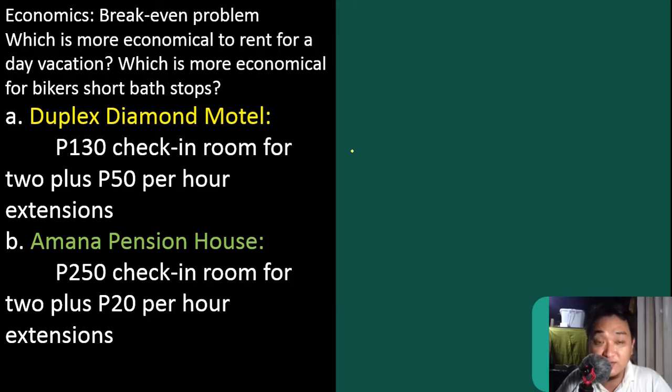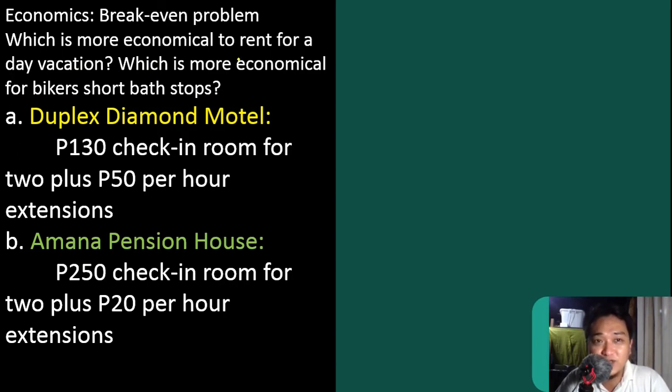Okay, so let us have one last example. And for this example, we will be dealing with the so-called break-even problem. Ano ba yung ibig sabihin ng break-even? Pag sinabi nating break-even, kung saan sila patas, yun po yung ibig sabihin ng break-even. Mamaya ipapakita natin yan sa pamamagitan ng graph. But for the meantime, let us first investigate the problem.